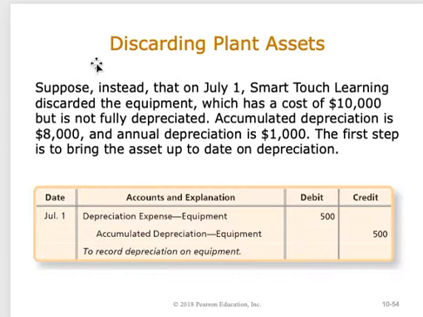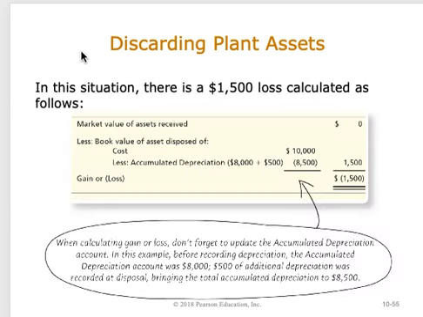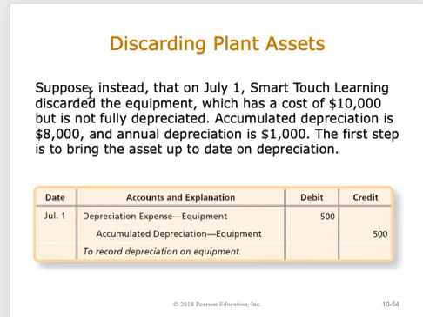Okay, suppose instead that we discard the equipment. It has a cost of $10,000, but it's not fully depreciated. The accumulated depreciation is $8,000. Annual depreciation is $1,000. The first step is to bring the asset up to date on depreciation.